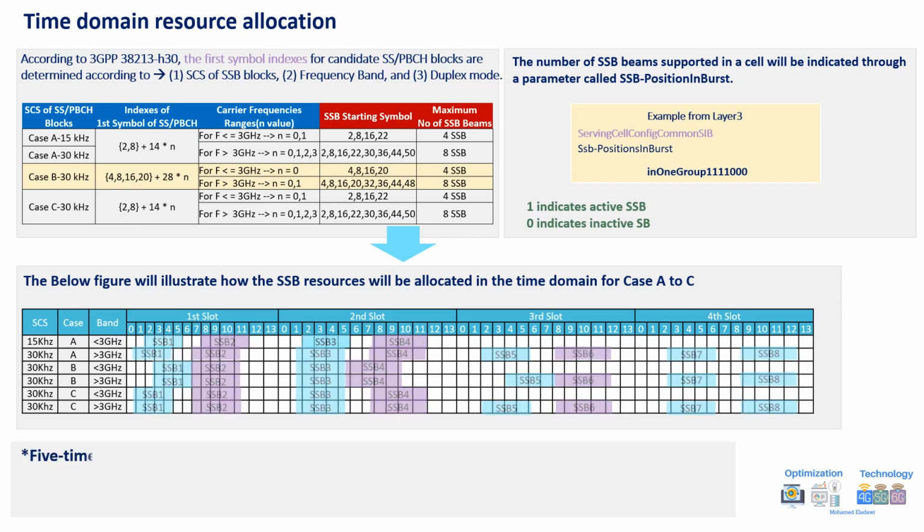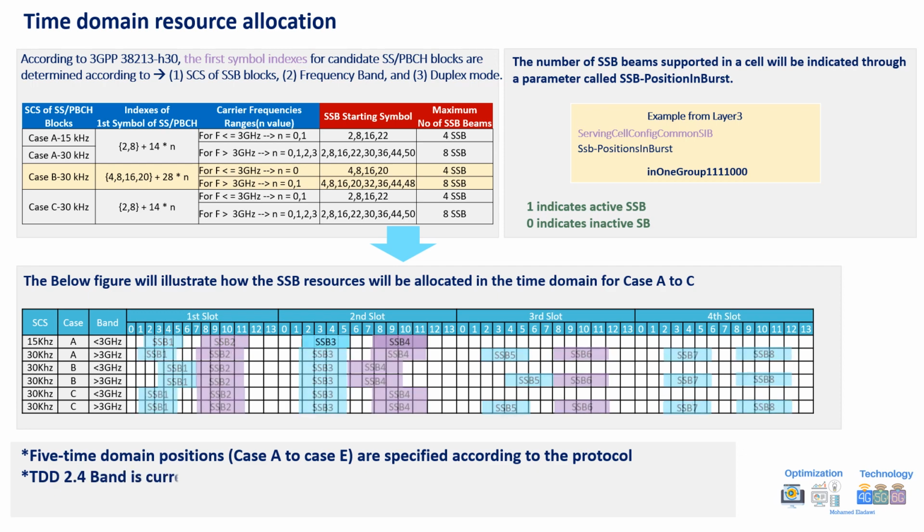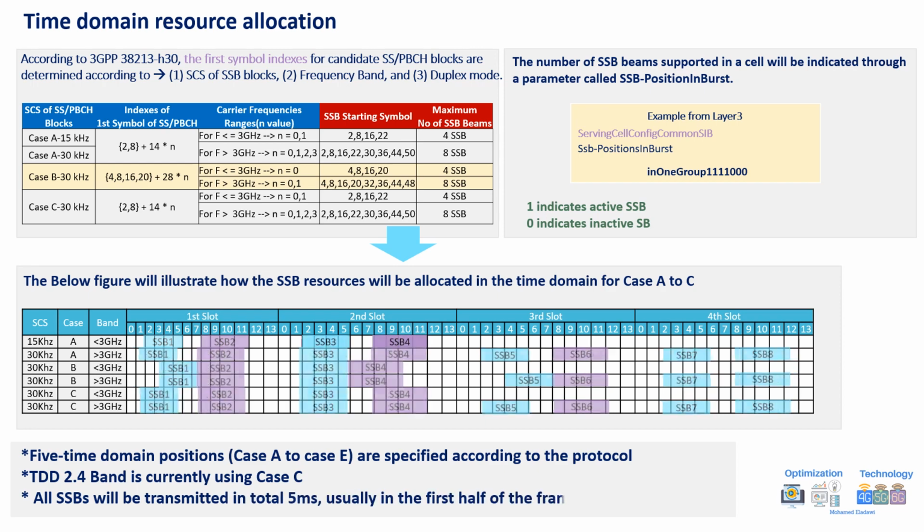1. 5 time domain positions, case A to case E, are specified according to the protocol. 2. TDD 2.4 band is currently using case C. 3. All SSBs will be transmitted in total 5 milliseconds, usually in the first half of the frame.